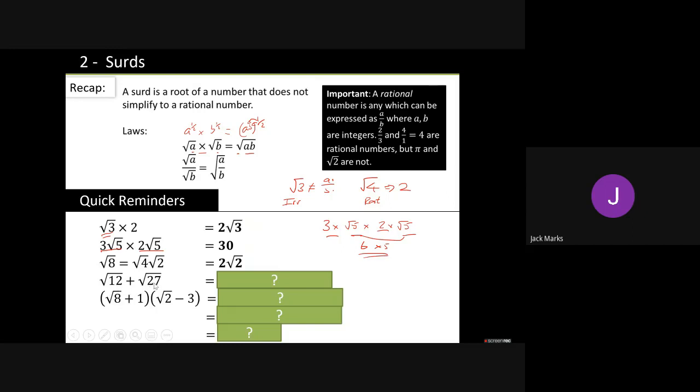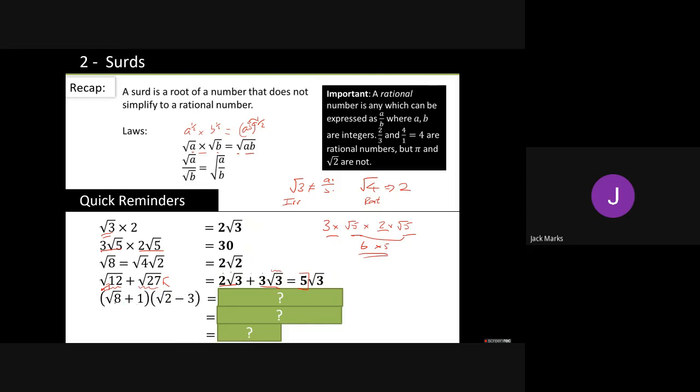So root 12 and root 27. Well, the idea is that these are not like terms, okay? So we want to simplify these down and find if they have something in common. And the way you do that is you find the largest square number that goes into each of them. When you do, you can rewrite it as this instead. So you have 2 of something plus 3 of that same thing. Well, that just means you have 5 of that thing.